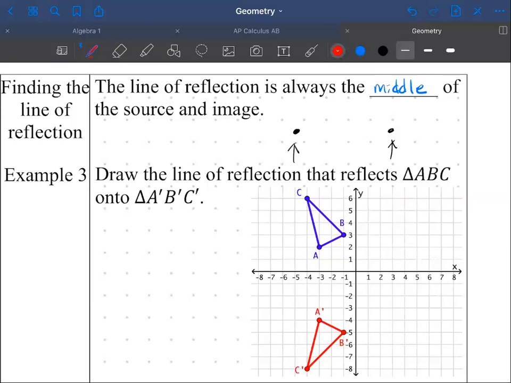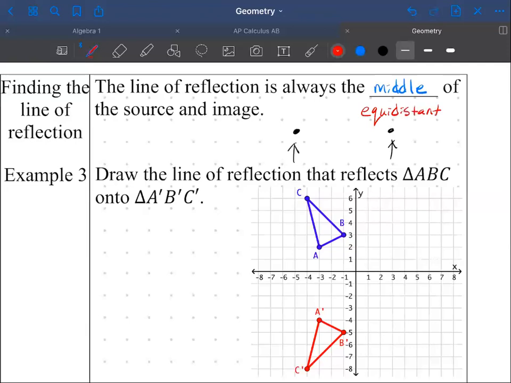Is it the median? Not quite. Median is more of a statistic word. Median is a geometry term too, but it's not the right one. It's equidistant. It's an equal distance between the two.